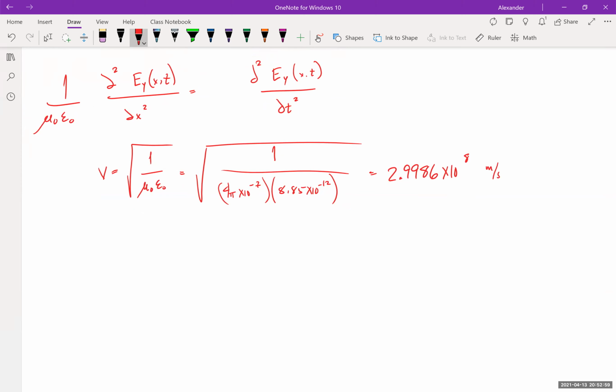Yeah. Is that actually true? Like, what are the units for these things? What's the actual unit for permittivity and permeability? Can we go grab them? Just hold on.